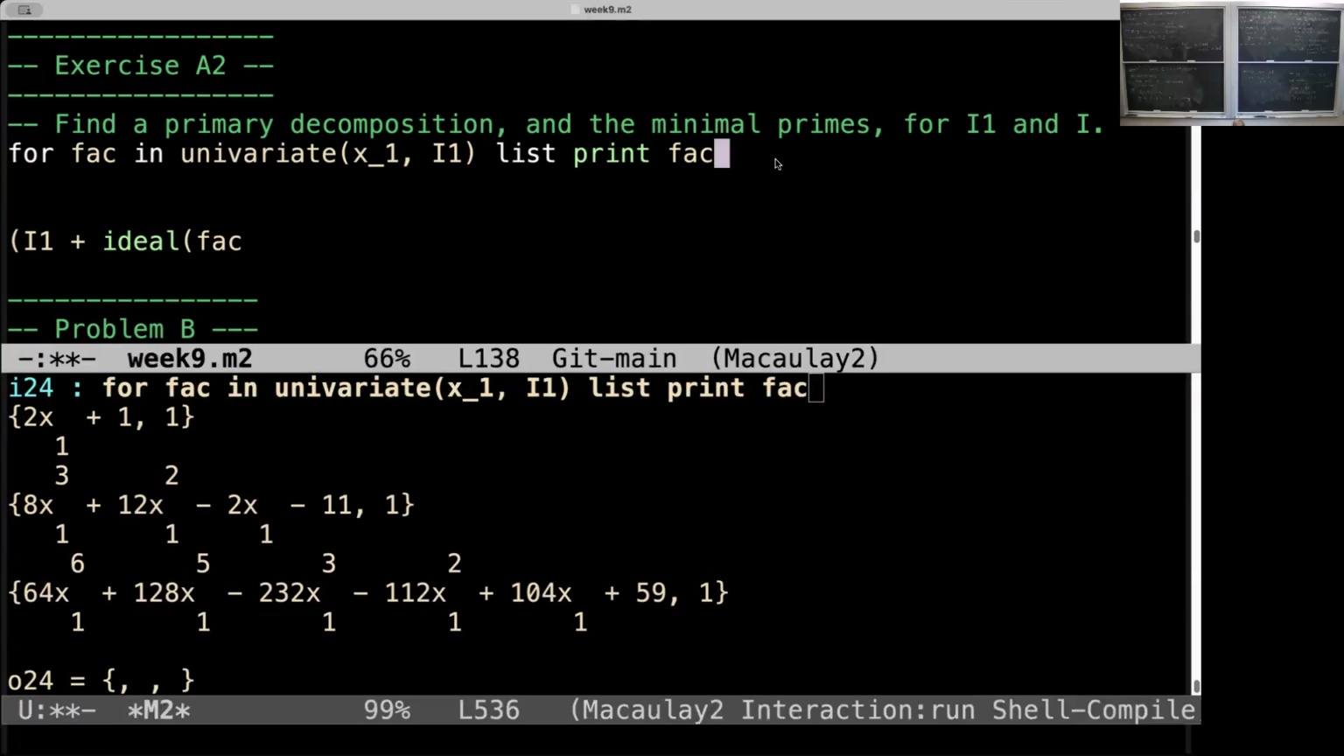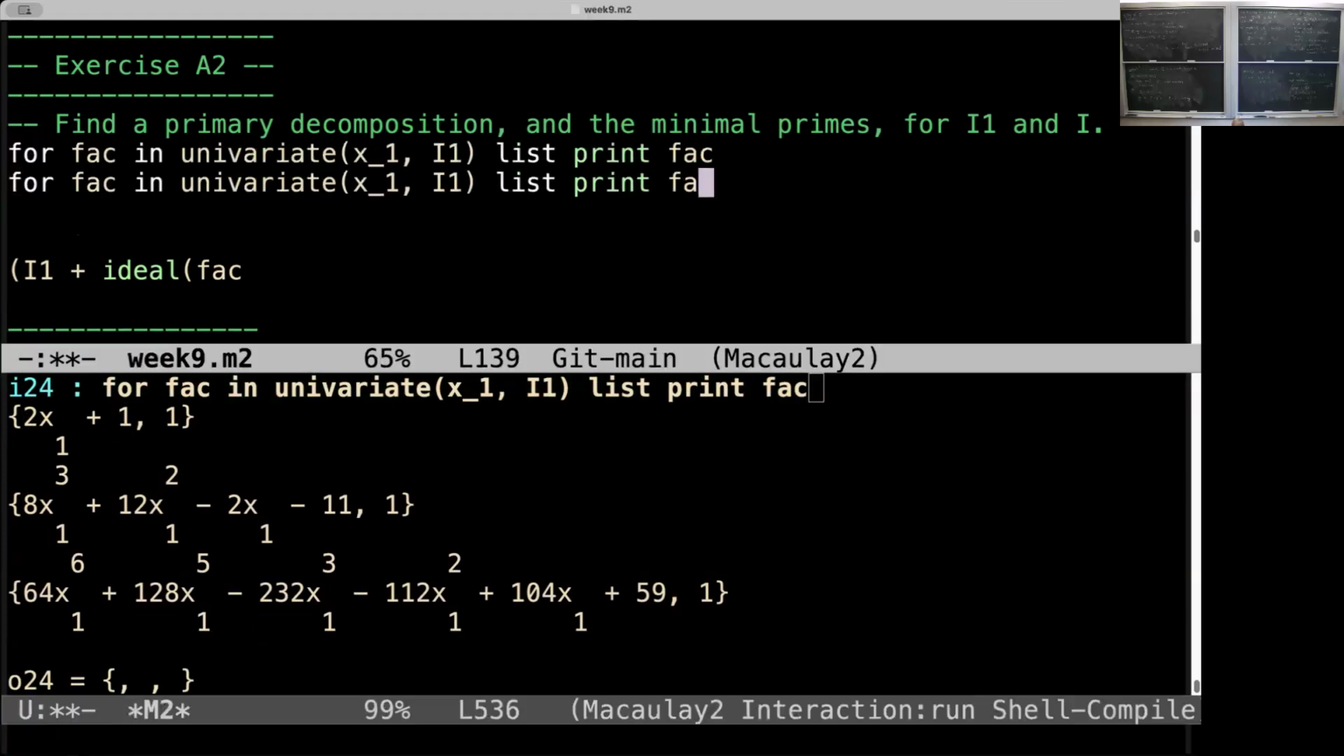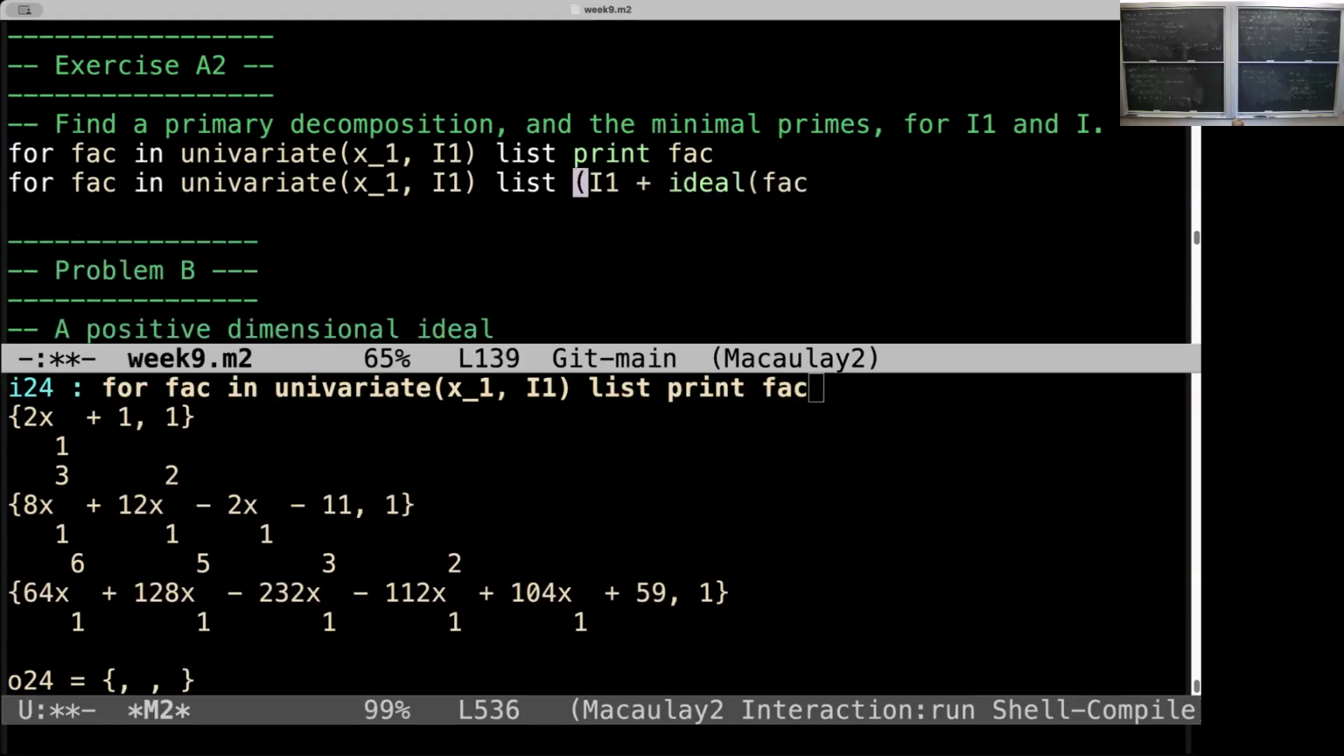Okay, but that's what we would do first maybe. And then what we do instead is we're going to take this I1 plus the ideal of what? Well, fac, the zeroth part of fac is the polynomial. So I'm going to put sharp 0. Sharp is the indexing. There's two ways we could do it. We can do sharp fact underscore 0. That's fine too. So might as well do that. Okay.